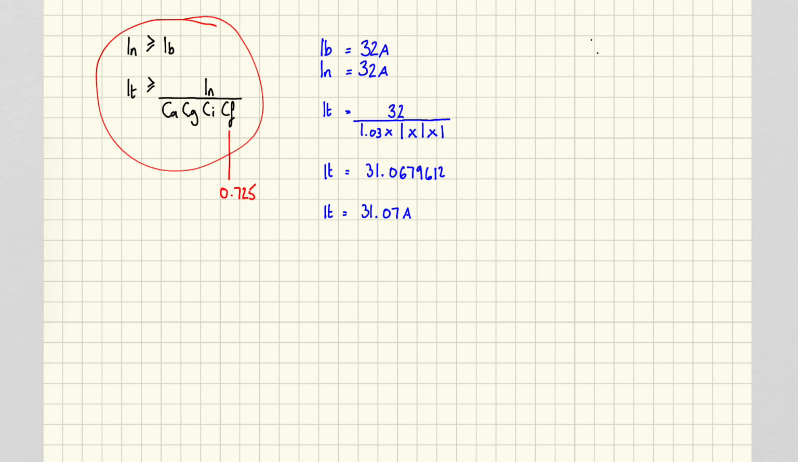Now, we can see that our IT has to be greater than or equal to IN. Well, IN's 32, and this one is 31, so with our derating factors, that's absolutely fine. We're now going to go to our table in BS7671 and look up what cable is capable of carrying 31.07 amps. It won't give us an exact value, but it will give us a value that is either exactly this, or we need to look for the next size up of conductor that can carry this.